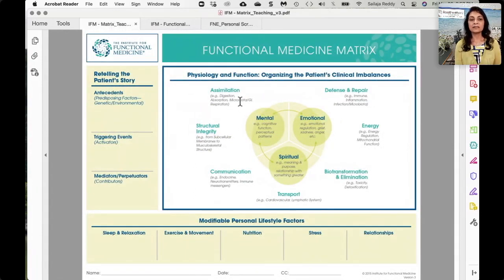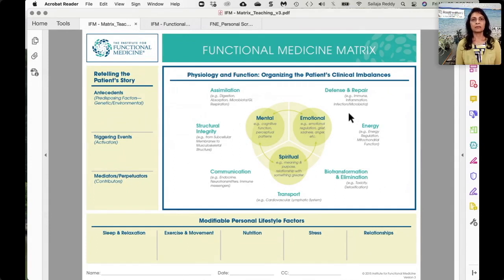We are looking at assimilation, which is digestion, absorption, and the structural integrity, the musculoskeletal system. This is communication, endocrine and neuroendocrine function. And this is transportation, which is the cardiovascular system and lymphatic system. Here, this is biotransformation: you look at toxins and detoxification. And energy: here we look at mitochondrial function, to see how your energy system is working. And this is the most important, defense and repair. In the current pandemic situation, we are focusing a lot on the immune system.